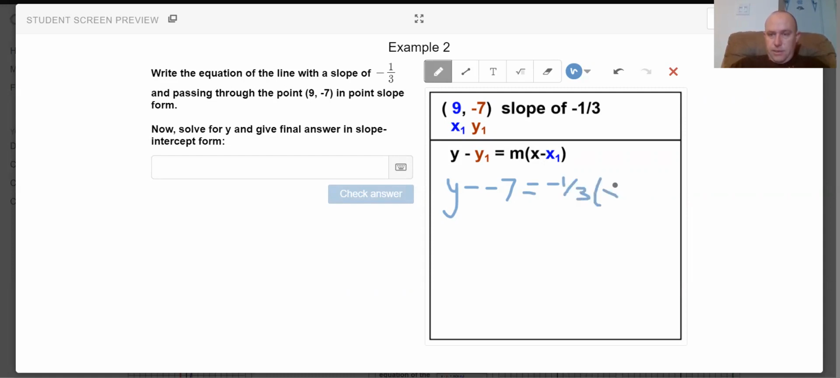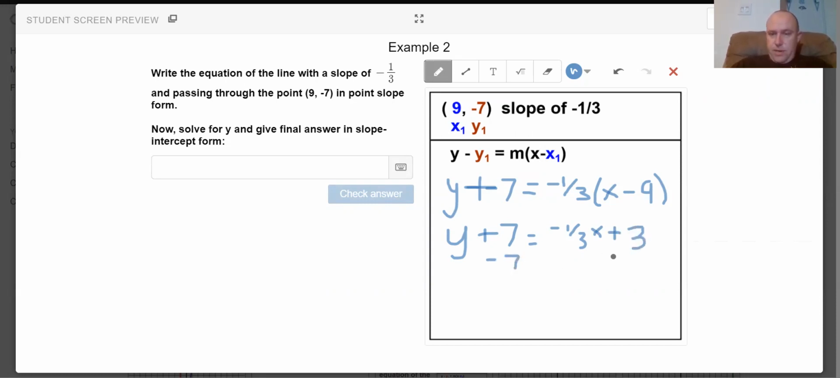And x minus 9. Now, I noticed, like the first example, I have an example here with a double negative. So the two negatives together, I'm just going to make into a plus. And then I'm going to follow the same steps I followed before. As soon as I see the parentheses, I know I want to distribute here. So negative 1/3 times x is negative 1/3 x. And negative 1/3 times my negative 9, please check on Desmos if you're not sure, it's positive 3.